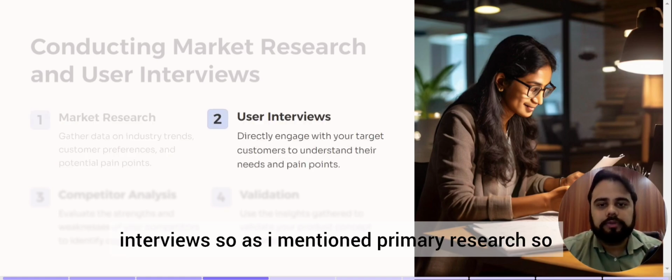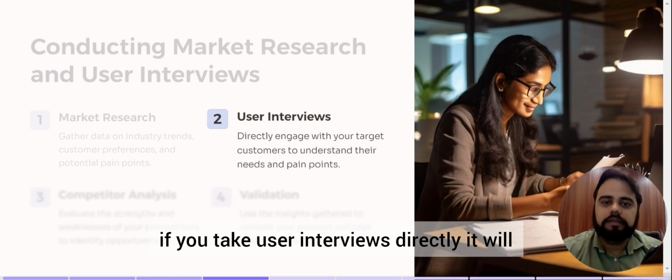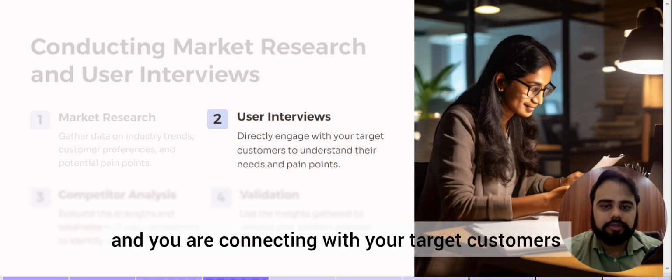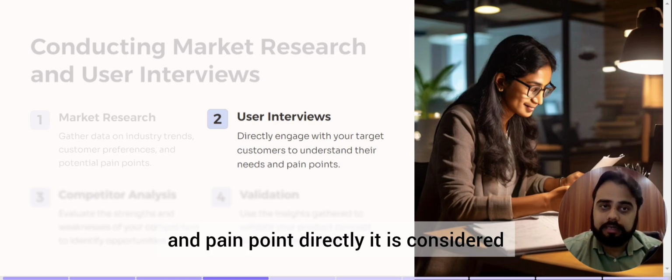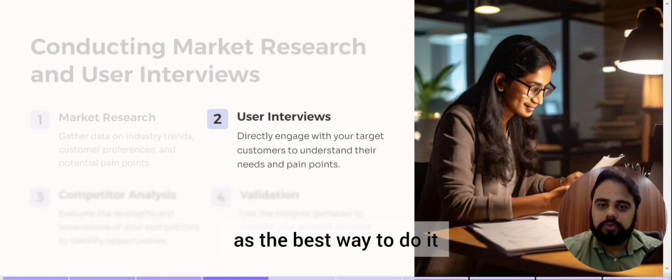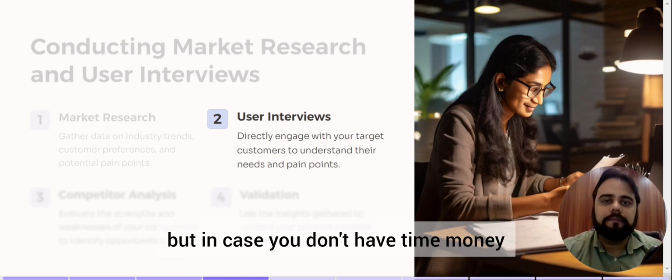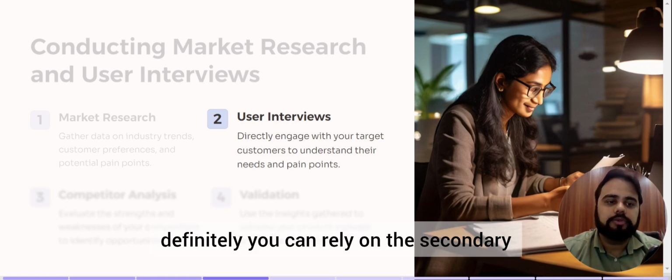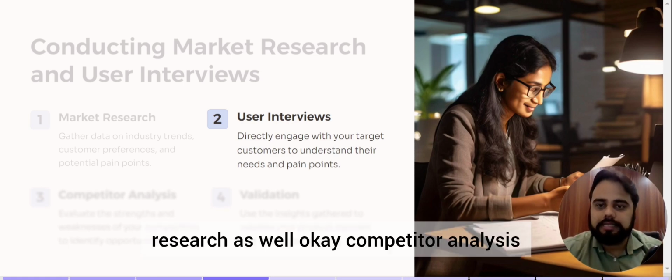Then comes user interviews. As I mentioned, this is primary research. If you take user interviews directly, you are connecting with your target customers to understand their needs and pain points directly. It is considered the best way to do it. But in case you don't have the time, money, or can't spend this much effort, then definitely you can rely on secondary research as well.